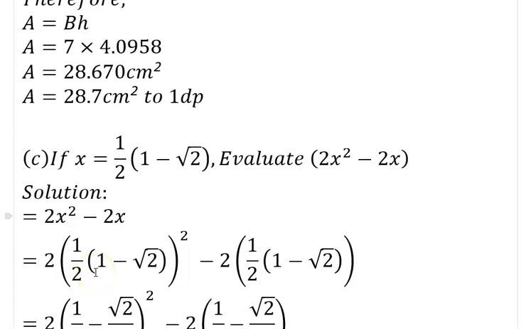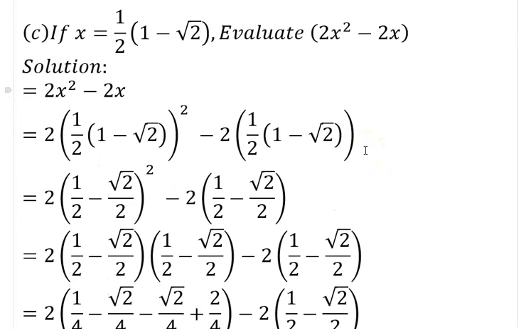And the C part of question number 12. If x equals 1 over 2 into 1 minus square root of 2, close the bracket, we have to evaluate 2x squared minus 2x. So we've been given x to be this.